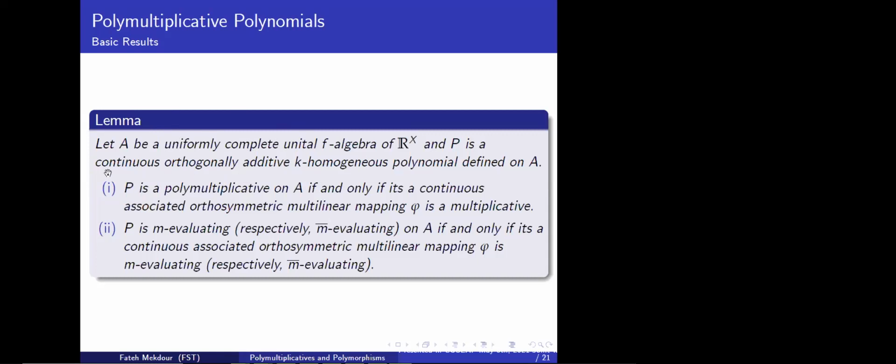So if A is a uniformly complete unital F-algebra of R^X and P is a continuous orthogonally additive homogeneous polynomial defined on A, we have the following assertions. P is polymultiplicative on A if and only if its continuous associated orthosymmetric multilinear mapping phi is multiplicative. And P is m-evaluating, respectively m-bar evaluating, on A if and only if its continuous associated orthosymmetric multilinear mapping phi is m-evaluating, respectively m-bar evaluating.